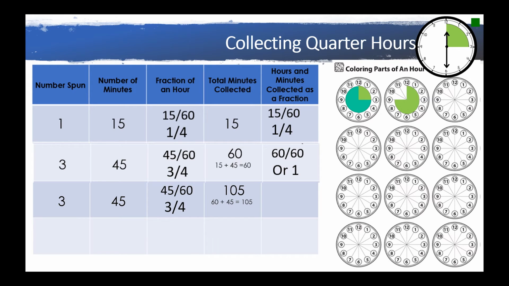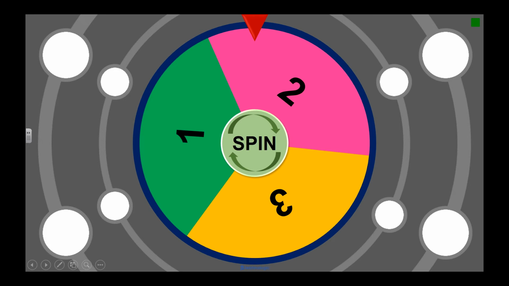105 minutes can be written as a fraction of an hour as 105 60ths. And if we work that out, I know that that is going to be 1 whole hour plus 3/4 hours, or 1 3/4 hours. So for our last turn, we spun a 2.